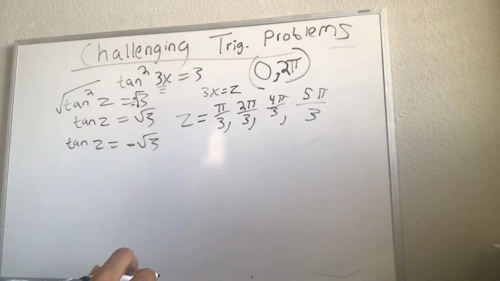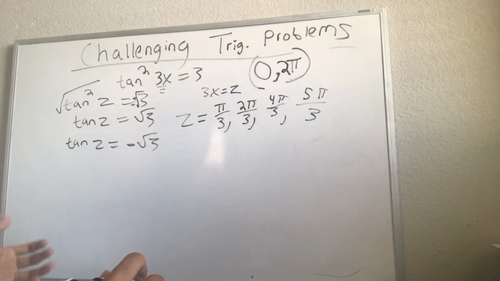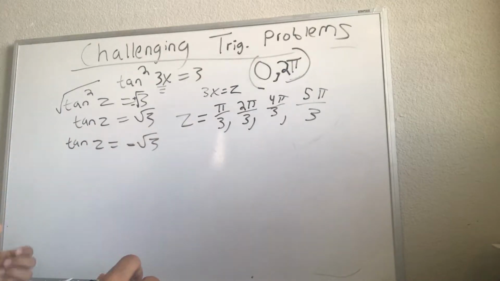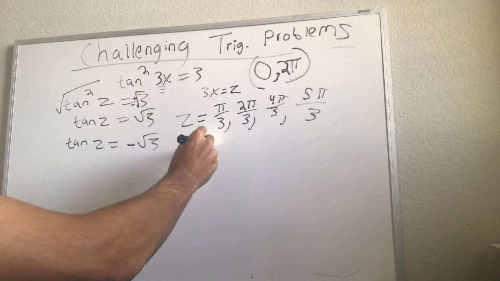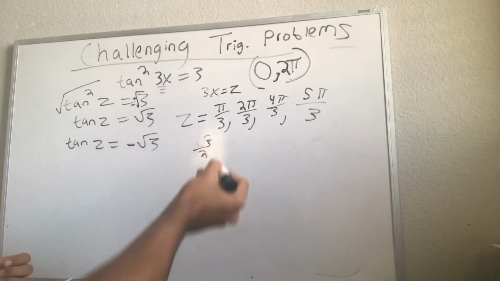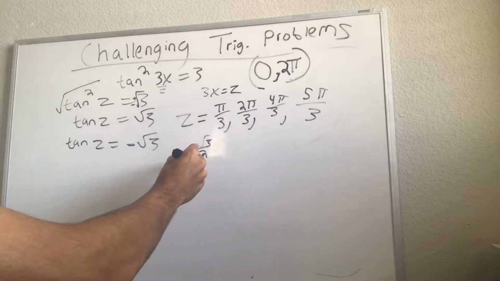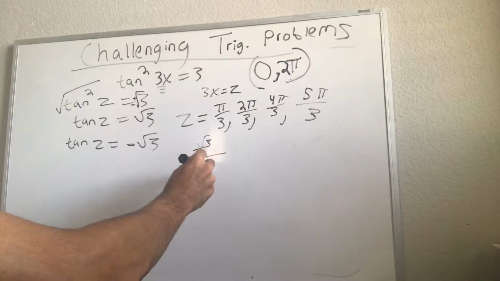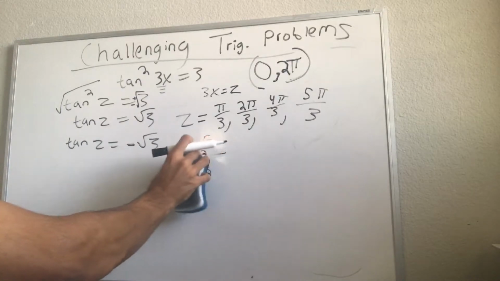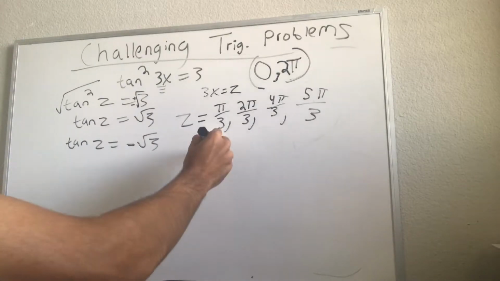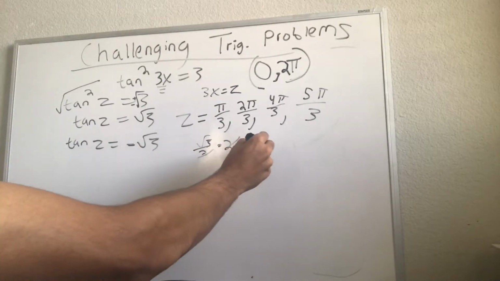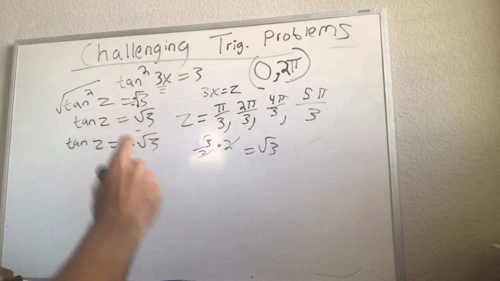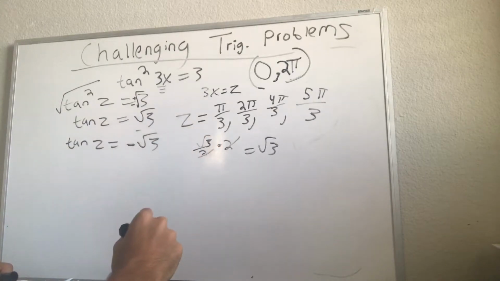And really, why? If you haven't memorized it, what you can do is take sine of pi over 3 divided by cosine of pi over 3. Sine of pi over 3 is root 3 over 2, and cosine of pi over 3 is 1/2. If we're dividing by 1/2, we're really just multiplying by 2. So the 2 and 2 cancel off, and we're left with root 3, which is what we have here. So obviously pi over 3 is one value.